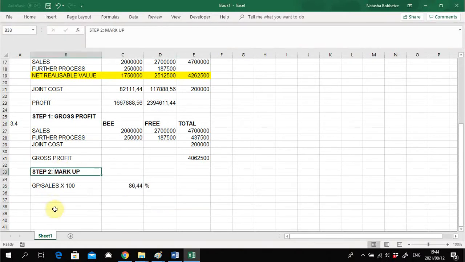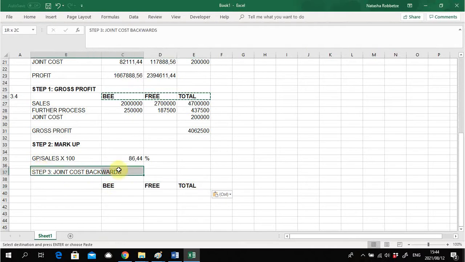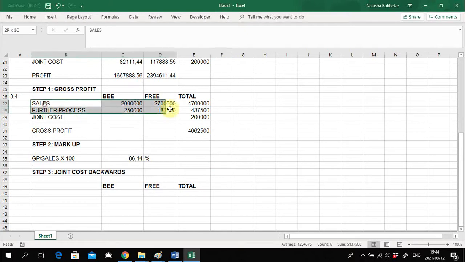Right, we are on step number 3. And that is to now calculate your joint cost, but remember that we do it backwardly. So we're going to have all our products and now do our calculation per product. And we will need the same information as previously. So I'm just again going to copy it.